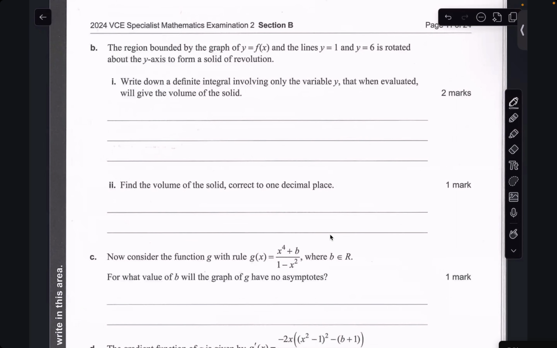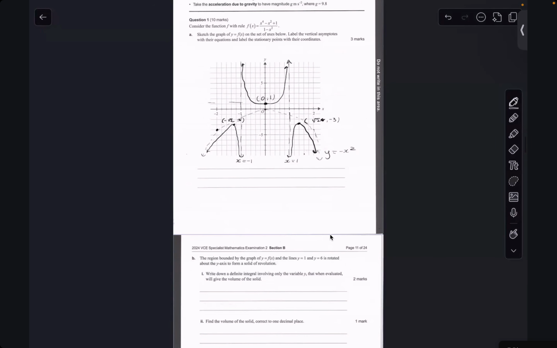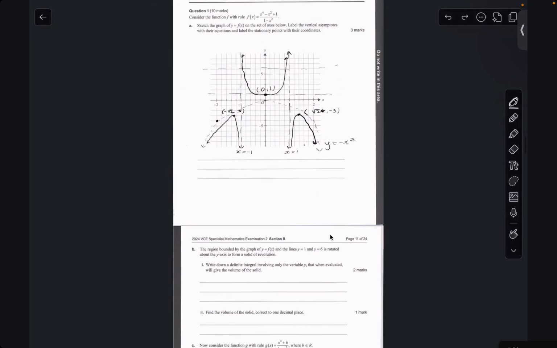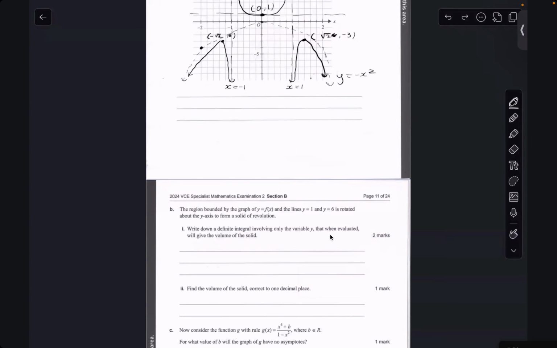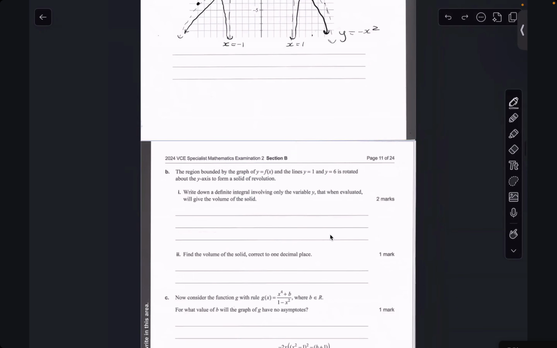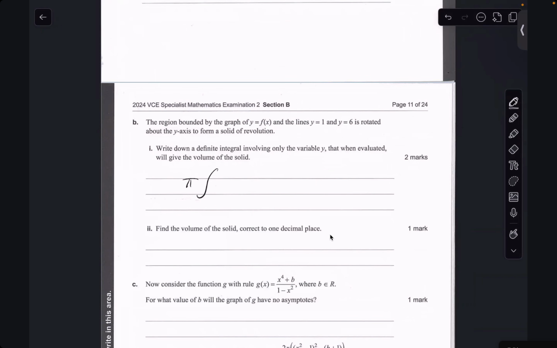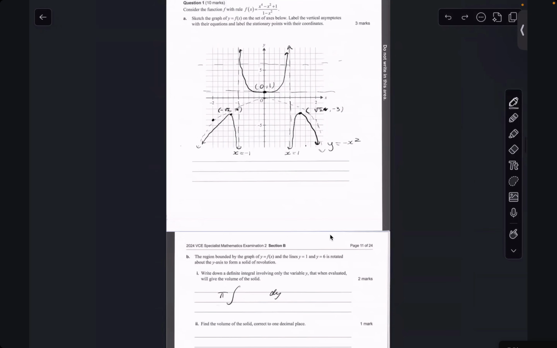The region bounded by the graph of y is equal to f of x, the lines y is equal to 1 and y is equal to 6, is rotated about the y-axis to form a solid of revolution. Write down a definite integral involving only the variable y that, when evaluated, will give the volume of the solid of revolution. So it's pi times x² dy. So not 0, sorry, it's going to be 1 up until 6.